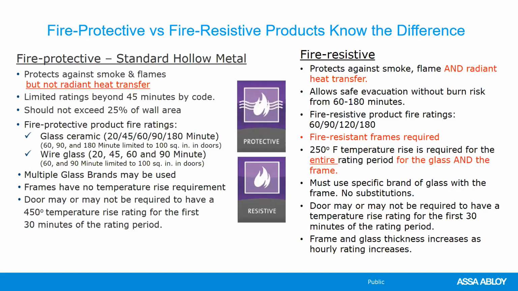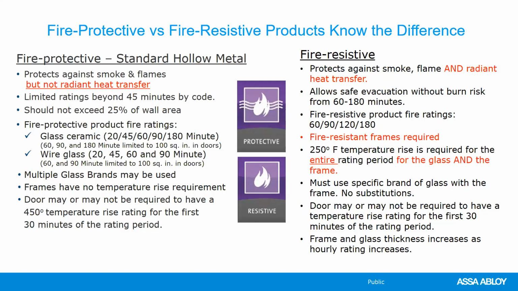The other thing is the frames are significantly different, and I'll get into that as we talk about the product itself, but it does not look anything like a standard hollow metal product. Those are really the primary differences between fire protective and fire resistive product. One thing also is the test methods are different. Fire protective products are tested to UL9, NFPA 257, whereas fire resistive products are tested to ASTM E119 and UL263.